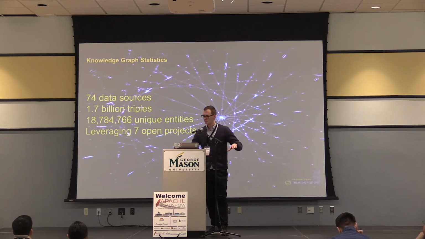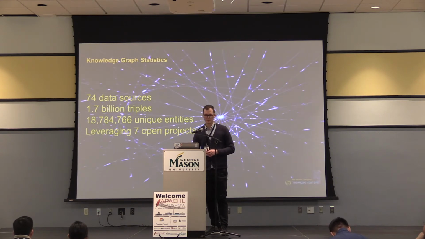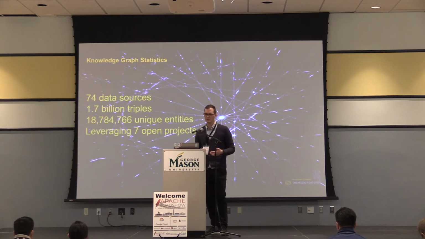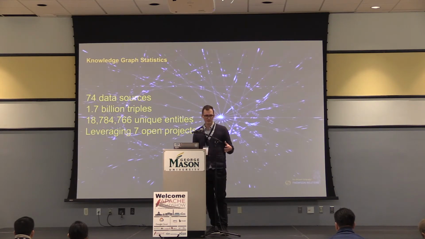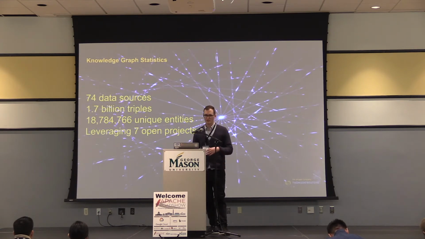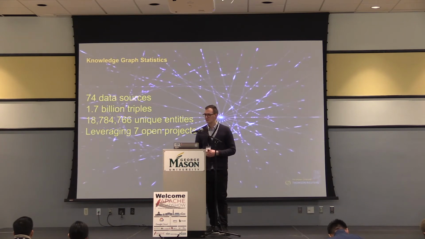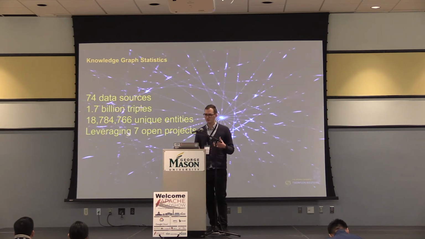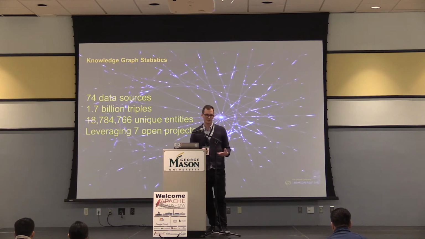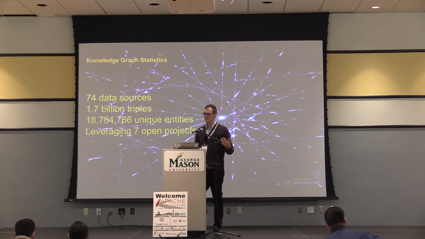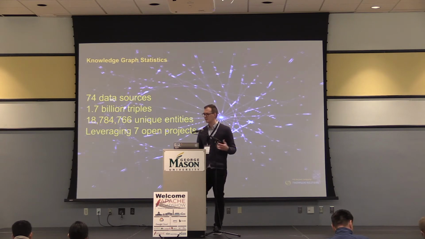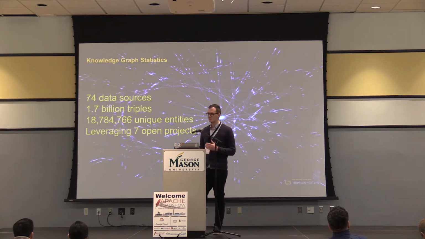We store these at the base layer in RDF triples, and so we have over a billion. We're closing in on 2 billion, and that represents over 18 million unique entities. And this whole stack is supported by at least 7 major open source projects. Many of them we've heard talks on today: Solr, Hadoop, NiFi, and then a bunch of other personal favorites like Apache Calcite and some other ones.